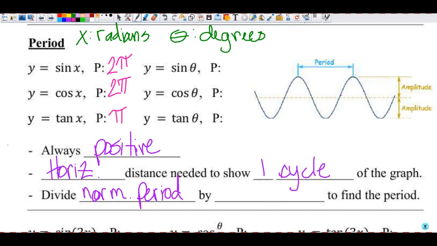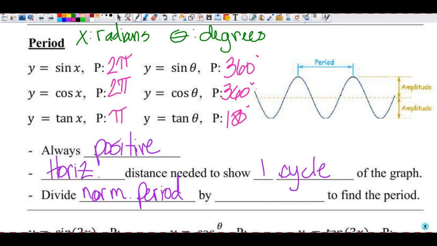I have no idea what the last thing I said was, but the periods for sine x and cosine x are both 2 pi. Tangent of x, it's just pi. That's why I can't put just a value down here. Plus, if we're talking degrees, then that 2 pi is really 360, and the pi is really 180.